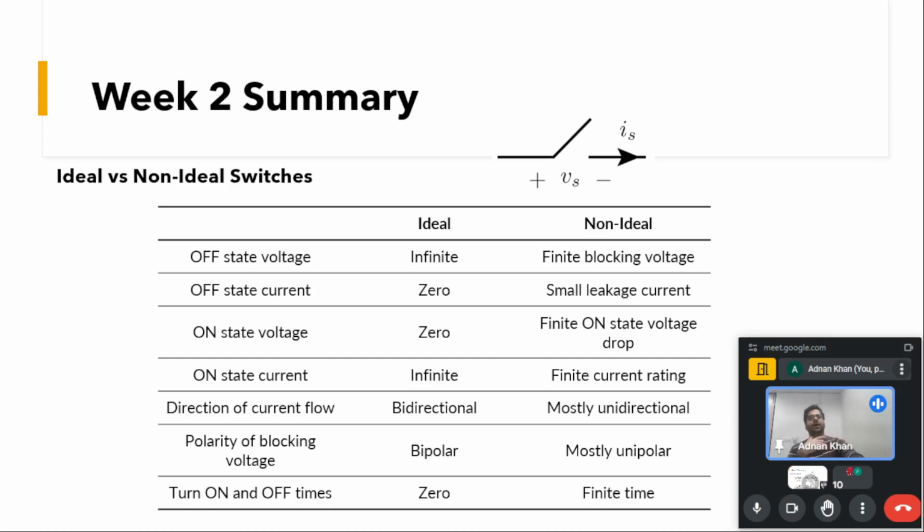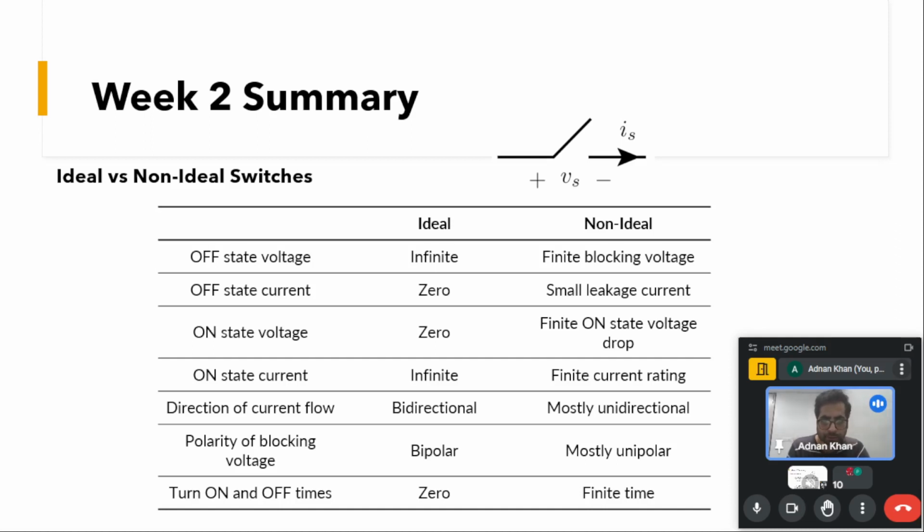When we go higher, we have IGBTs of 1.6, 1.7 kV. Then we have some GTOs and SCRs which have voltage blocking capabilities in kilovolts. So a non-ideal switch will have a finite blocking capability, but ideally any switch should be able to block an infinite amount of voltage across it in the off state.